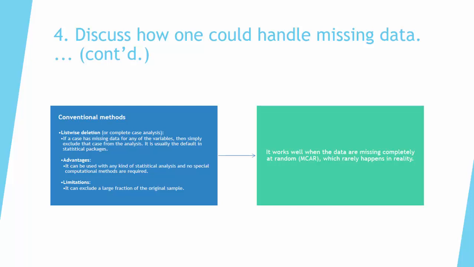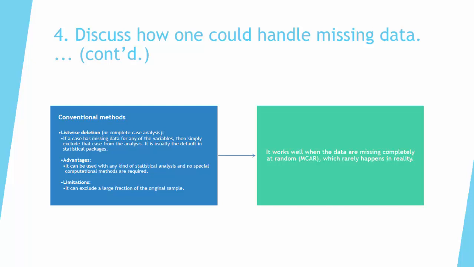Let's say half of the data are missing. You cannot omit half of the data, because omitting half of the data will probably affect the conclusion that can be drawn from that set of data. And the type of missingness that works well with listwise deletion is when data are missing completely at random, which rarely happens in reality.